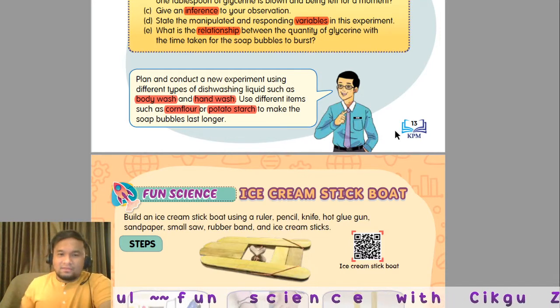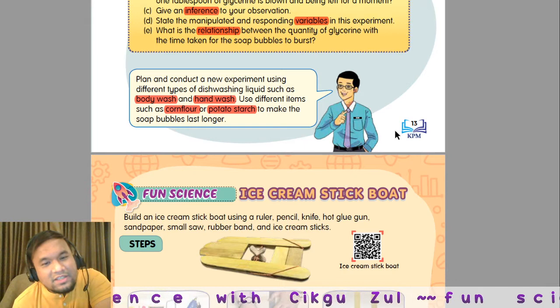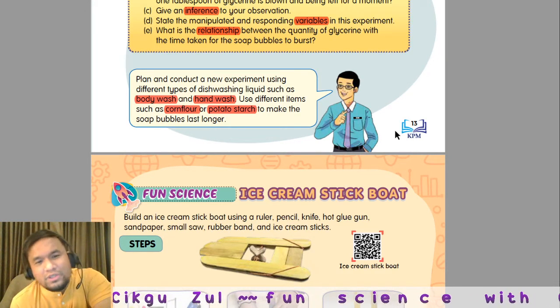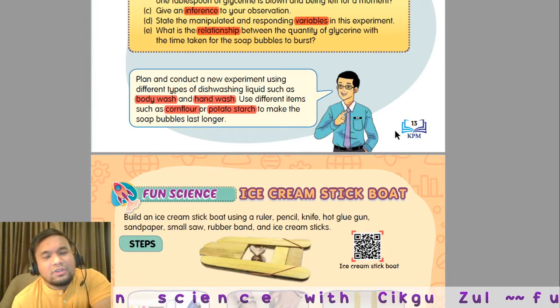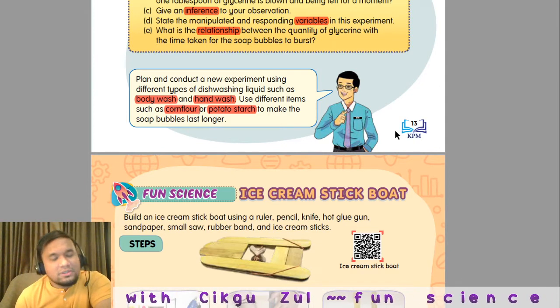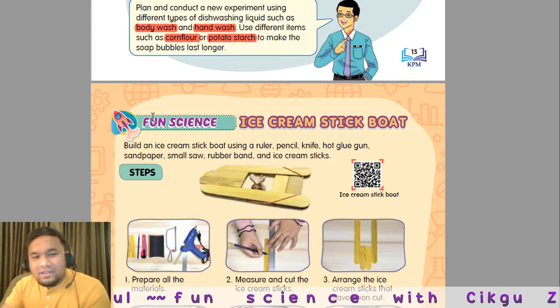Pilihan lain. Alternative ialah pilihan lain. Jadi tadi kita dah guna glycerin, tak ada glycerin, cuba kita guna tepung ubi kayu, tak ada tepung ubi, boleh juga guna tepung jagung. Tak nak guna hand wash, boleh guna body wash dan sebagainya. Okay, so this is fun science.